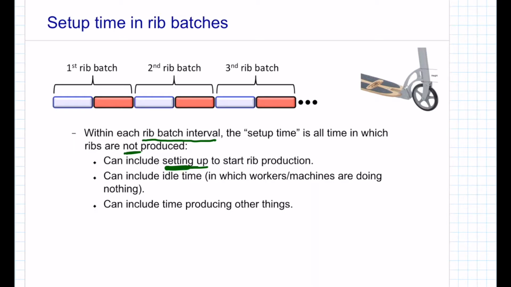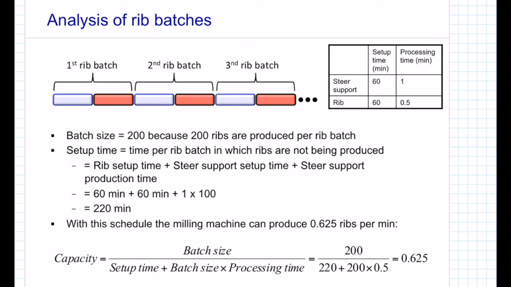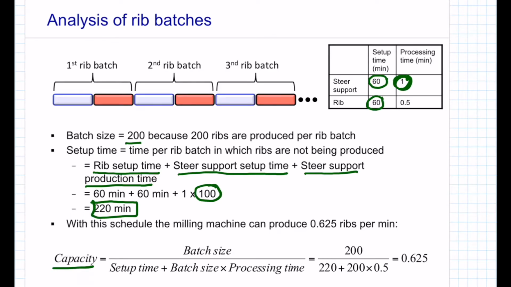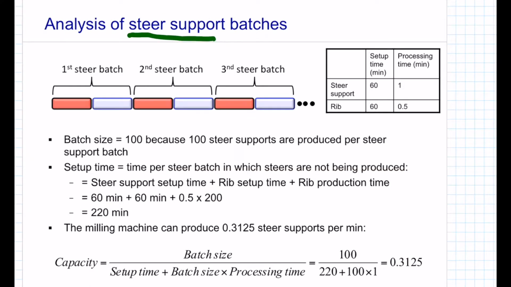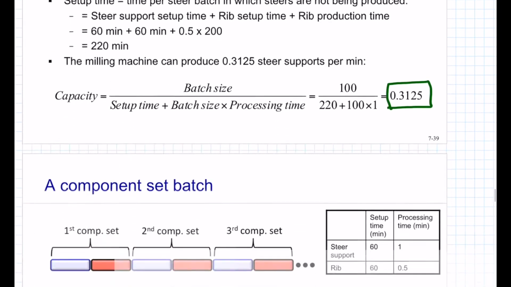It can also include any idle time when worker or machine are not working, and it can include production of other things such as support in this case. When we consider a batch size of 200 ribs for each batch and do the calculation for capacity, we get 0.625 ribs per minute. And a similar analysis for steer support will yield a capacity of 0.3125 supports per minute.